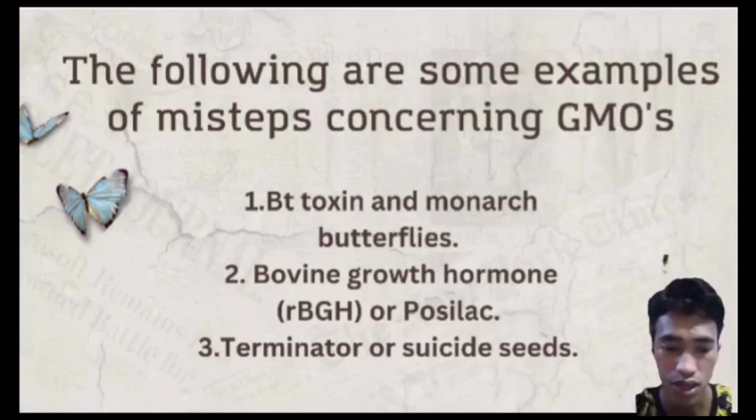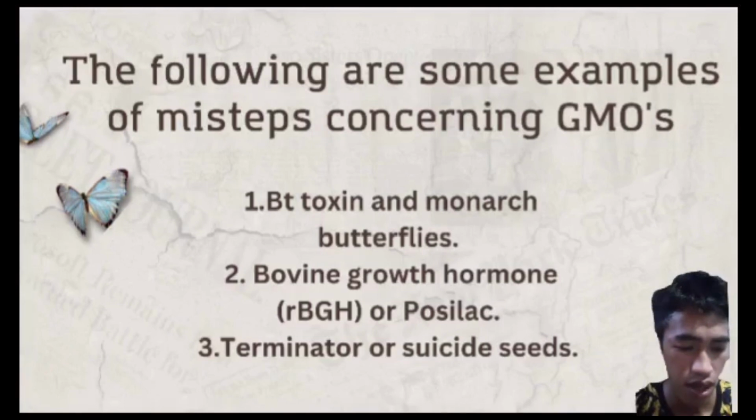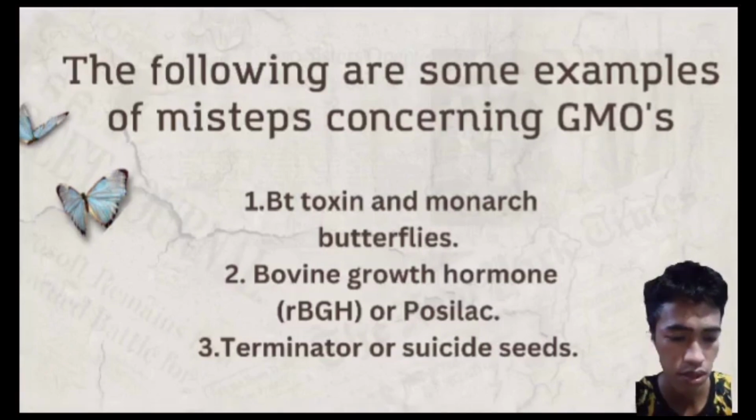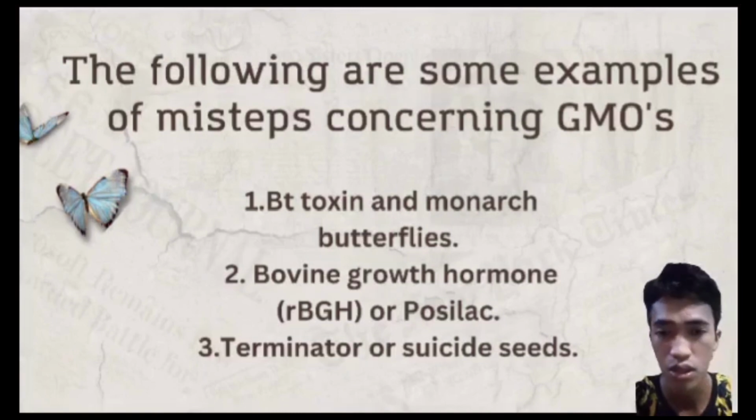And the third one is the terminal or suicide seed. American agrochemical and agricultural biotechnological company, Monsanto, patented a technology that creates sterile seed to protect its patented synthetic genes called Terminator technology.